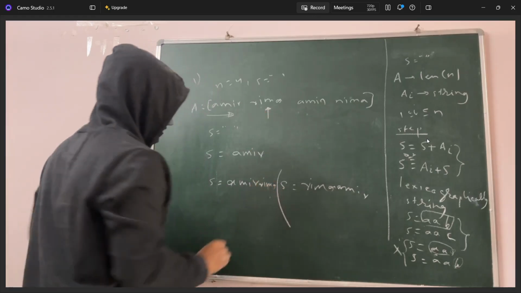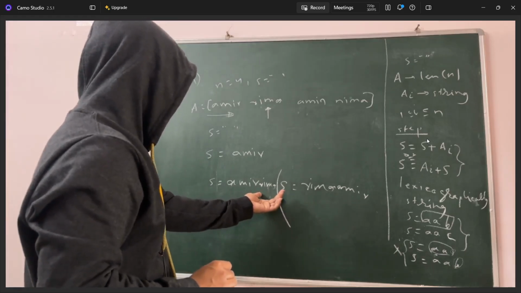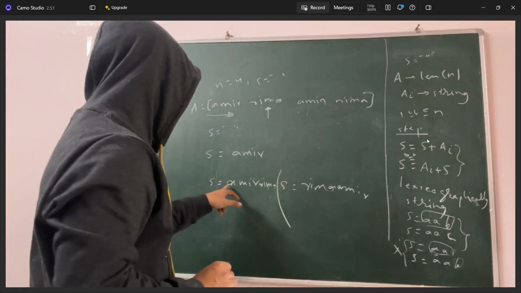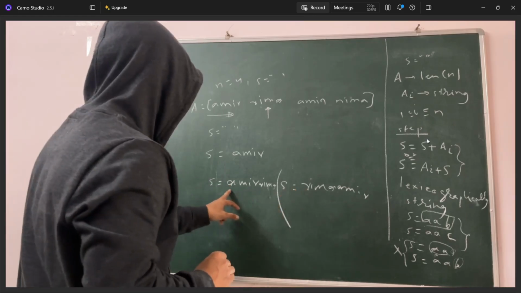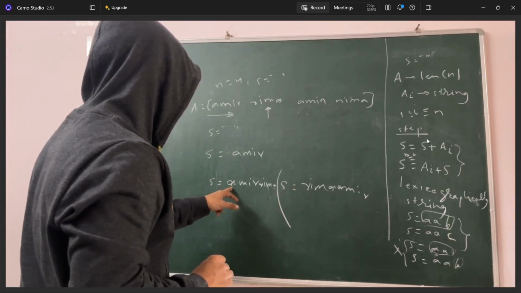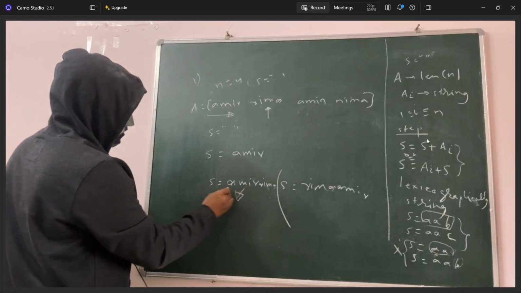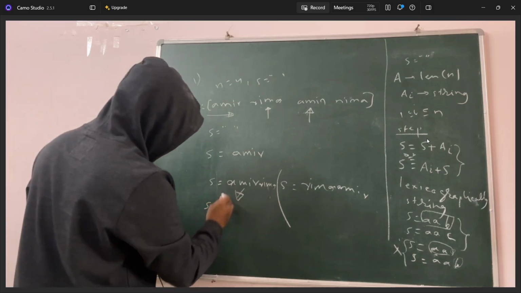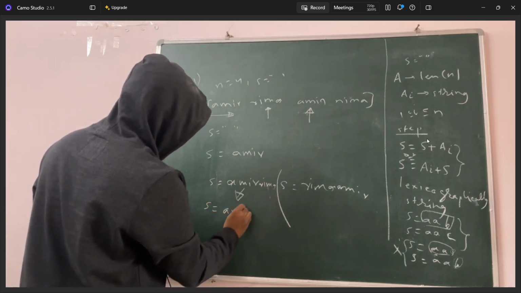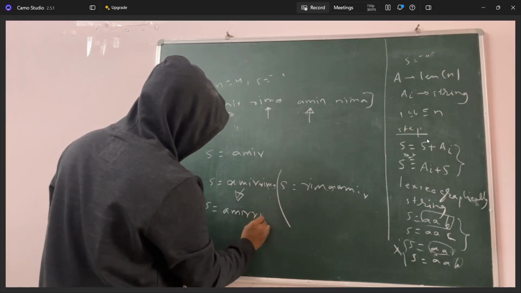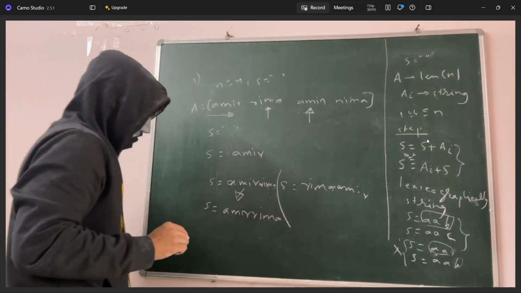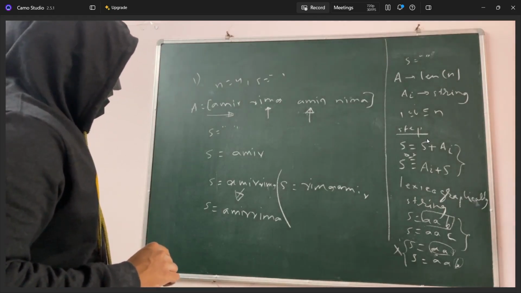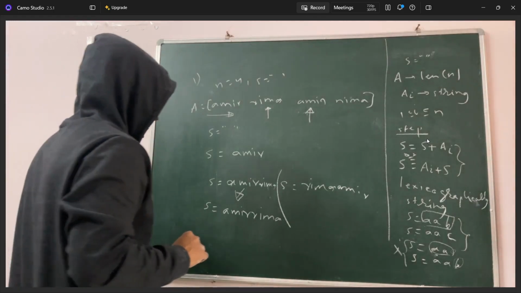So among these two strings, which one is smaller? Obviously here it is R, here it is A. So the first position where it is differing is in the first only, and this is smaller. So we will choose this one. And now after choosing two strings, this is our string. Okay, now we want to choose the smallest one.